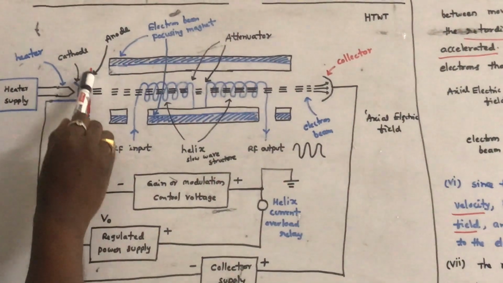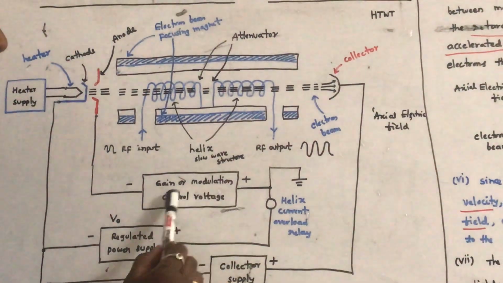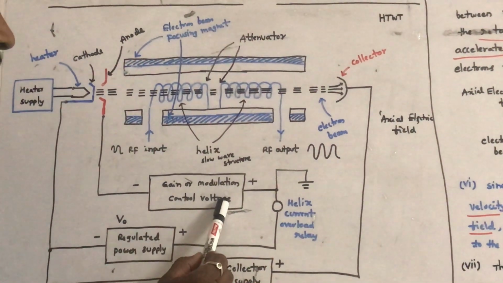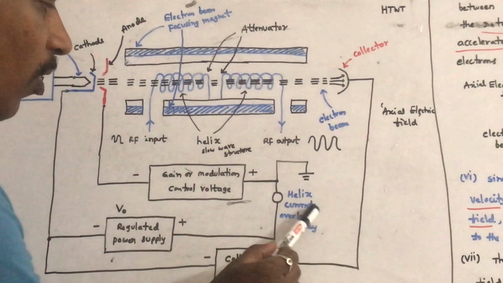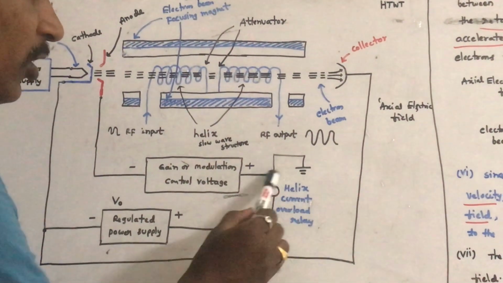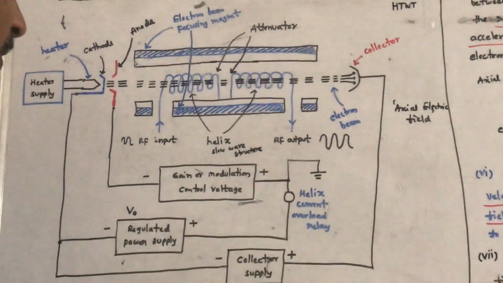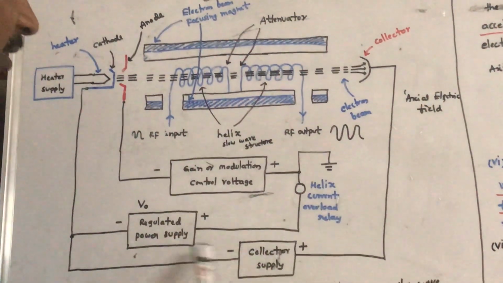Here there is an anode, the red one shown. This is used as a gain or modulation control voltage. There is also an overload relay, a helix current overload relay, which is used to indicate any overload conditions in the circuit. So this is all about this structure.